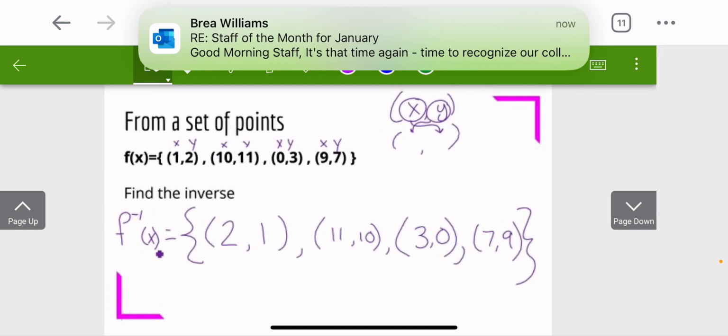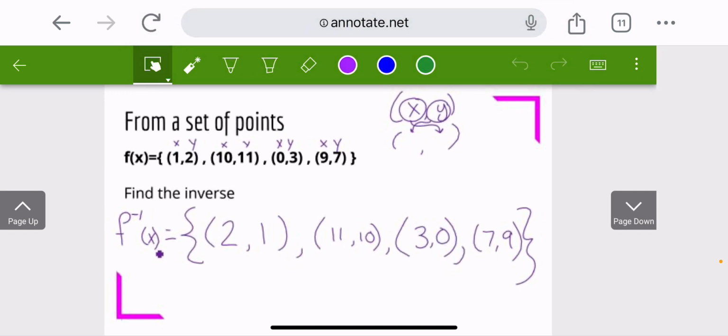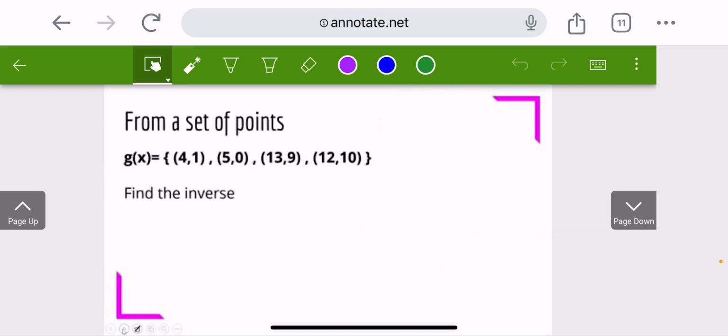Questions in our first set of inverse? I feel like starting with points, it's not awful. We're going to do one more with points. This time it's g of x. Process doesn't change just because it's got a different name. We're just remembering that g of x just means that this has got a different suit on. It's still y, it's just a different suit.